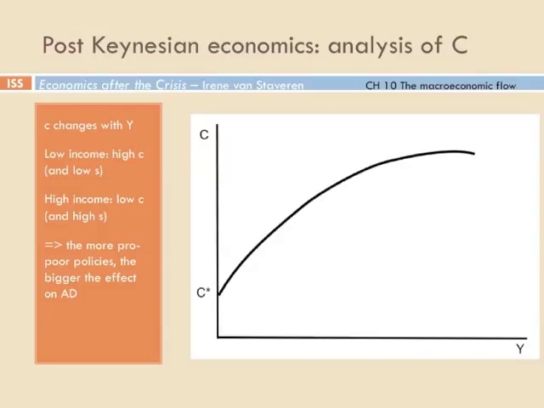Even when they have no income, when Y is 0, they still have consumer expenditures. You have to eat to survive. But the more income people have, or the richer a country is, the less they spend on consumer goods, and the more money they keep for savings.